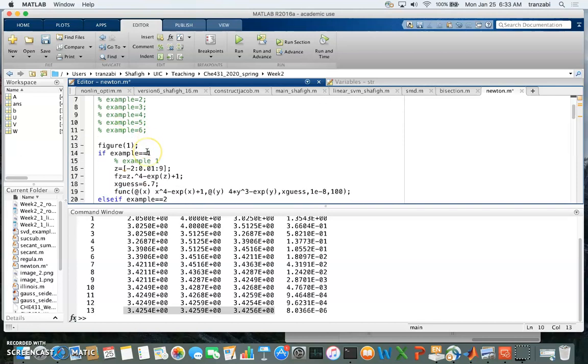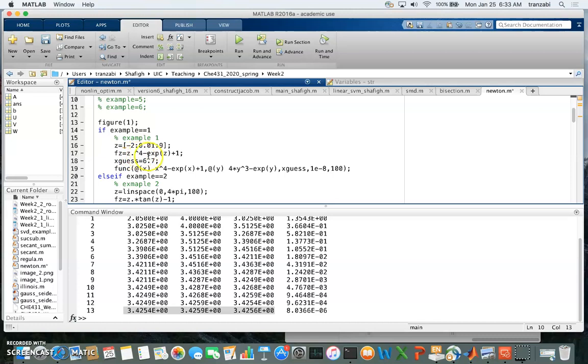Okay, so in example 1, we're going to look at z to the 4th power minus exponential of z plus 1. We're going to find the root of this using Newton's method. So stay tuned for the next video on how to solve this same problem using Newton's method.